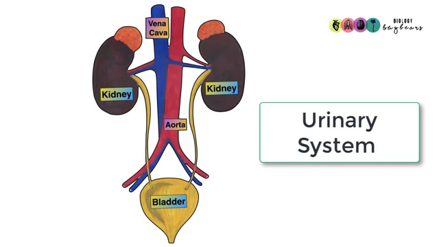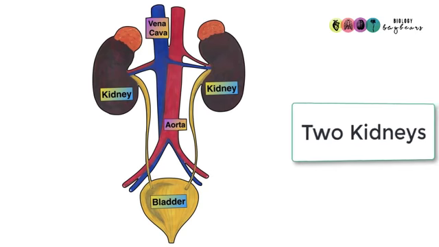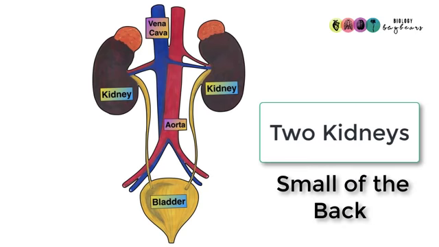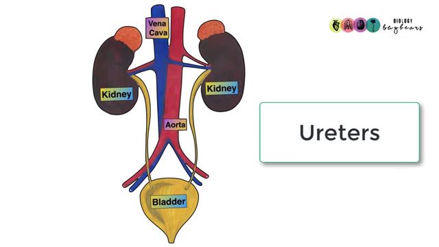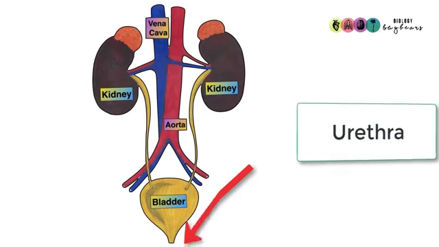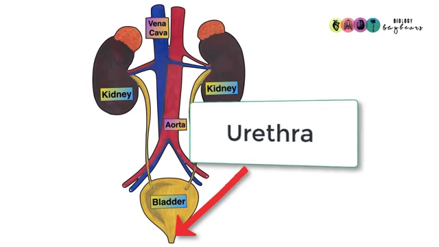It's made up of two kidneys, and they're located in the small of your back. Leading on from the two kidneys are these two tubes connecting the kidneys to the bladder. These are the ureters. The bladder is this muscular bag that basically just stores urine, and then you have the urethra, and it's through this little tube that urine is expelled from the body.